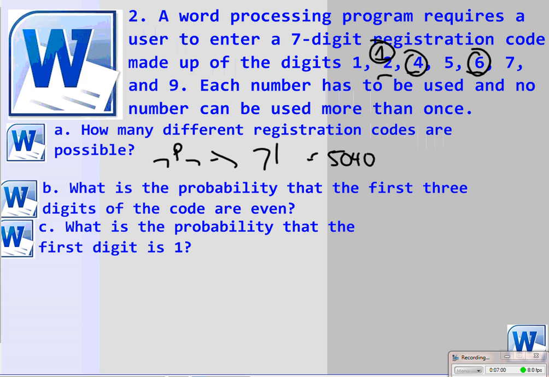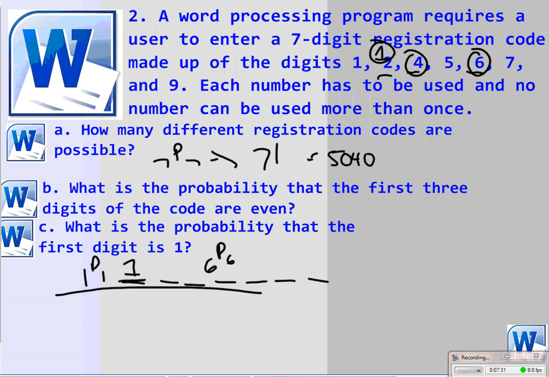What is the probability that the first digit is a 1? So out of all of my possibilities, that first digit has got to be a 1. Okay, so that means for that first digit, I've got one choice. It's like saying 1p1 for that first one. Then after that, I still have 6 other spots for the other 6 numbers. So 1, 2, 3, 4, 5, 6. So this is like saying 6p6 for the others.